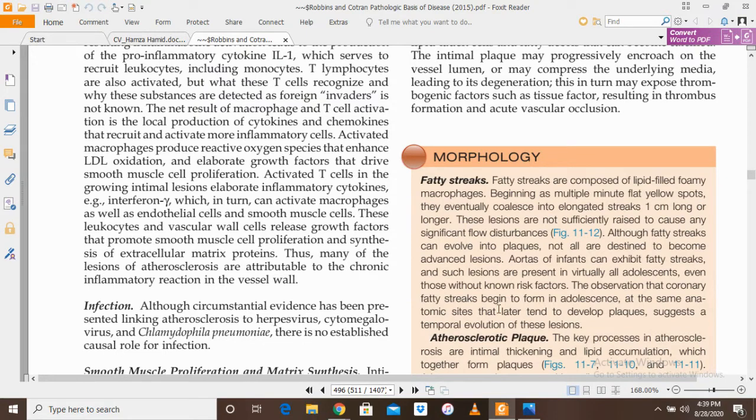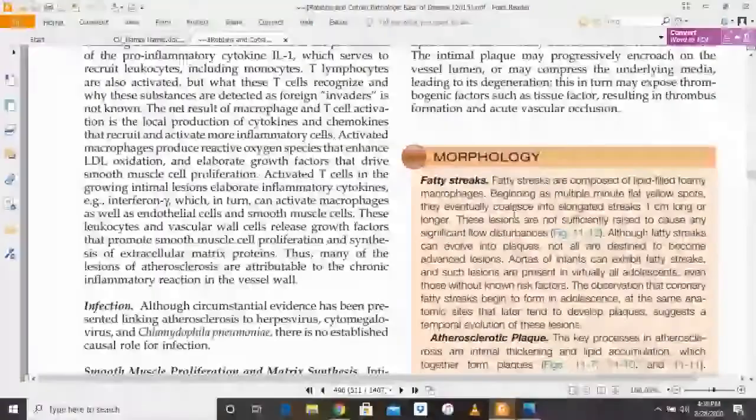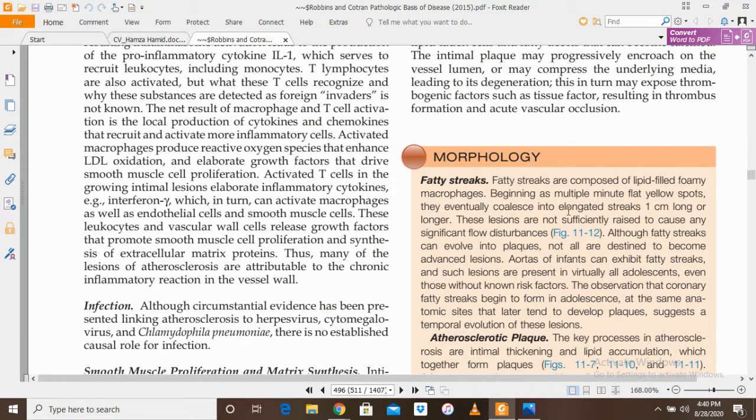So let's read this. Fatty streaks. Fatty streaks are composed of lipid-filled foamy macrophages, beginning as multiple minute flat yellow spots. They eventually coalesce into elongated streaks 1 centimeter long or longer. These lesions are not sufficiently raised to cause any significant flow disturbances. Although fatty streaks can evolve into plaques, not all are destined to become advanced lesions.